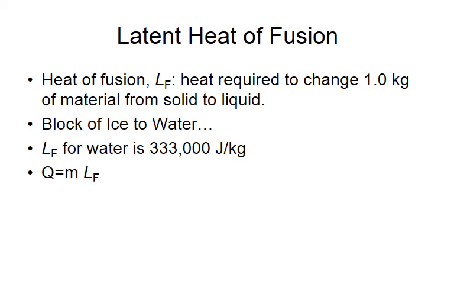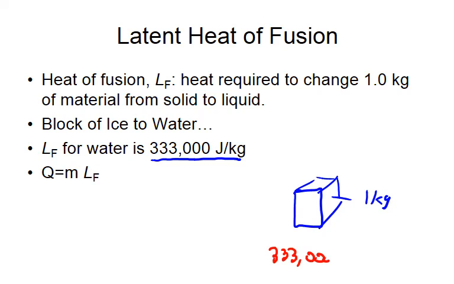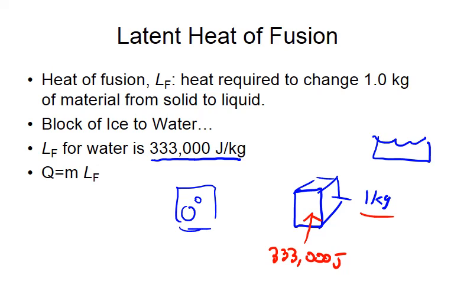Okay, so the latent heat of fusion is the heat required to change a material from a solid to a liquid. So we have the latent heat of fusion for water here, 333,000 joules per kilogram. That would mean if we have a block of ice that is 1 kilogram of mass, and we put in 333,000 joules, we heat it by that much, that will take that 1 kilogram of ice and turn it completely into water. Now, what we're assuming here is it's already at 0 degrees. It's already ready to go. We'll look at what happens if it's not ready to go yet. And this is how we calculate how much heat is required.